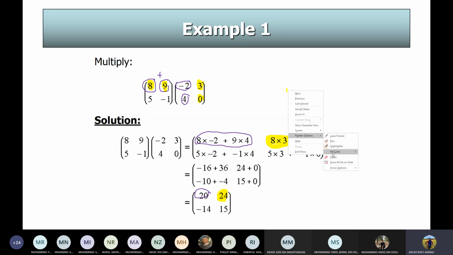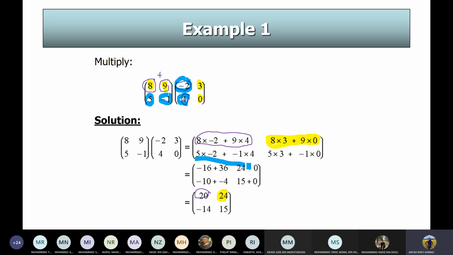The third one akan jadi 5 darabkan dengan negatif 2 tambah negatif 1 darabkan dengan 4. So this one dapat negatif 14. Okay. Clear? Alright. So the third one will be 5 darabkan dengan 3 tambah negatif 1 darab 0. So this one, and you will get the answer will be equal to 15.